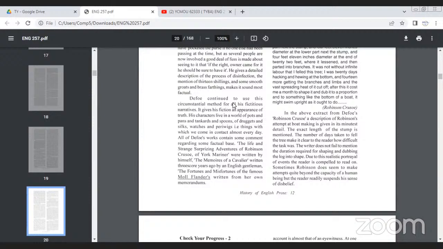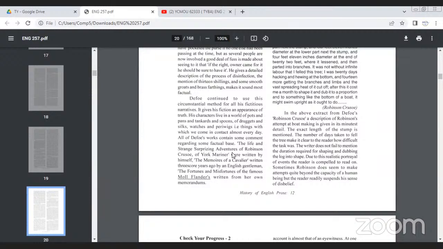His characters live in a world of pots and pans and tankards and spoons, of druggets and skillets, watches and trivets, the things with which we come in contact almost every day. All of the four works contain comments regarding some factual base.